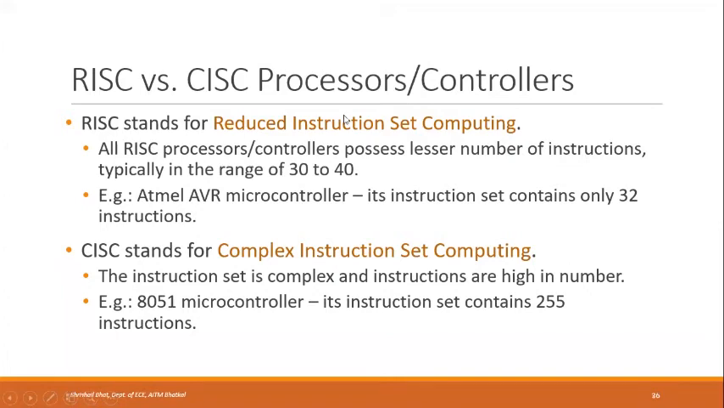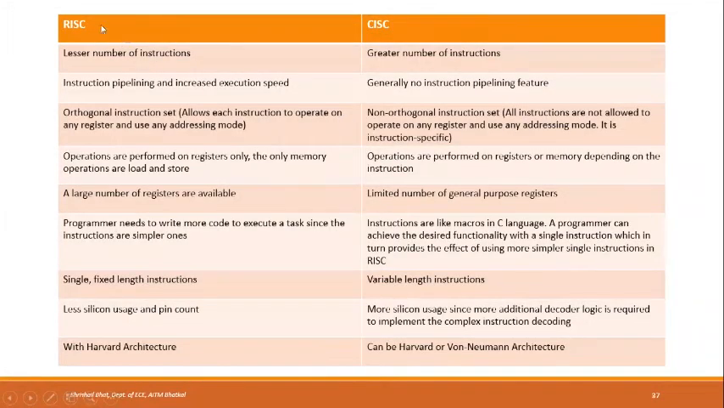Then we will see the differences. In RISC, there are fewer instructions. In CISC, there are more instructions. And in RISC, there is instruction pipelining, and that's why we have increased execution speed. You know what pipelining is? I have explained it in the class previously, right? Pipelining means whenever a present instruction is being executed, the next instruction can be fetched. With that, you can increase the speed of execution. In RISC, instruction pipelining is available by default. But in CISC, generally, there is no instruction pipelining feature. But there are exceptions like the 8051, which has an instruction pipeline.